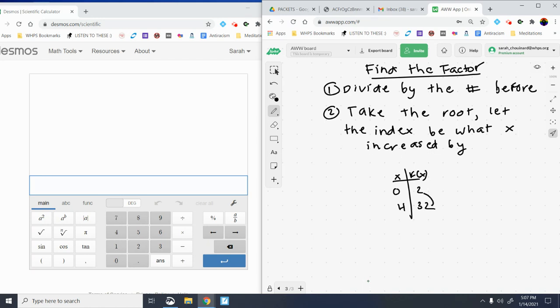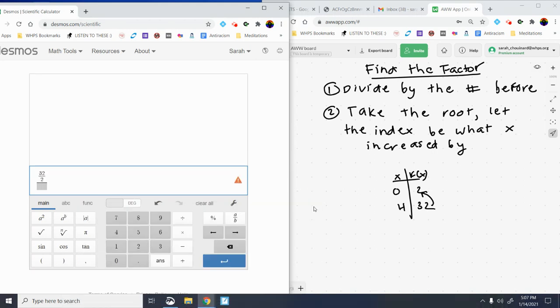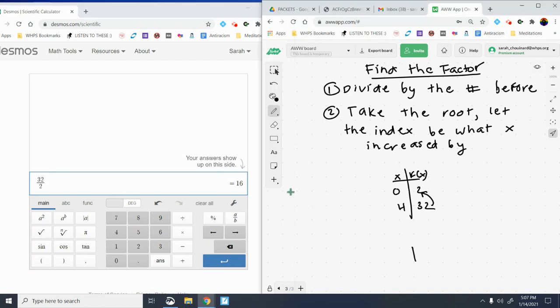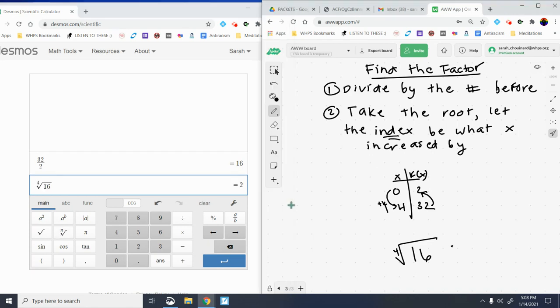So I'm going to divide 32 by 2. I have my calculator open so you can see exactly what I'm doing. 32 divided by 2 is 16. Then I take the root of 16, and I let the index, the small number inside, be what x increased by. So x went up by 4, so I'm taking the fourth root of 16, which in Desmos you use this key for. The fourth root of 16 is 2. So the factor of this table is 2.